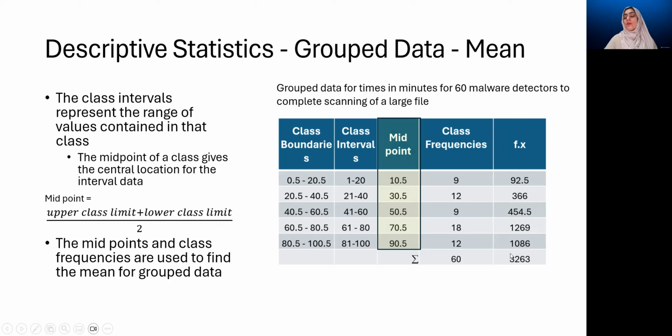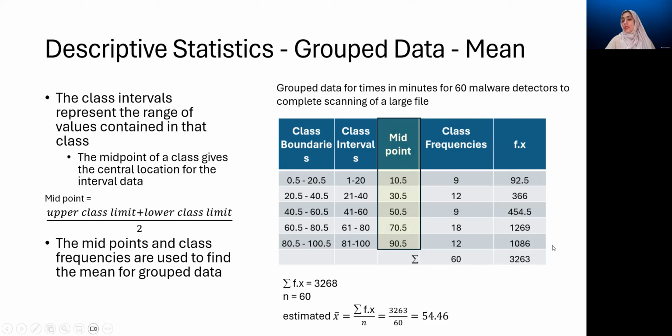This value is an estimated sum of all the values in the data set. Of course, it is not the exact sum because we do not have the exact values available to us, but it is only an estimation of the sum of all the values. And now the only thing we need to do is to divide it by the total count to get the estimated mean for this grouped data. And this is how we do it.